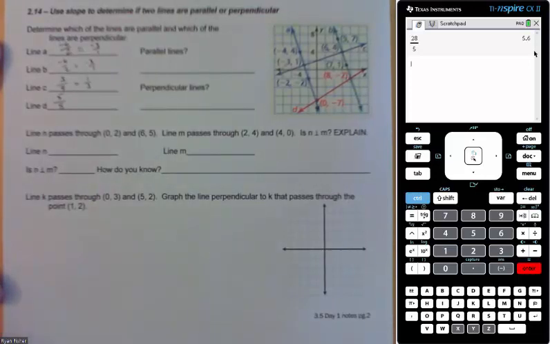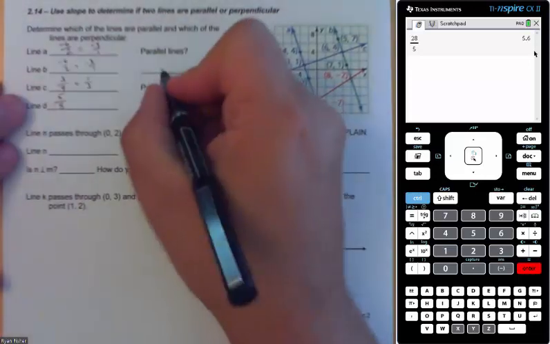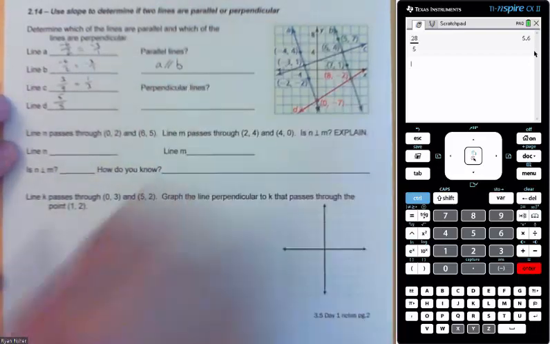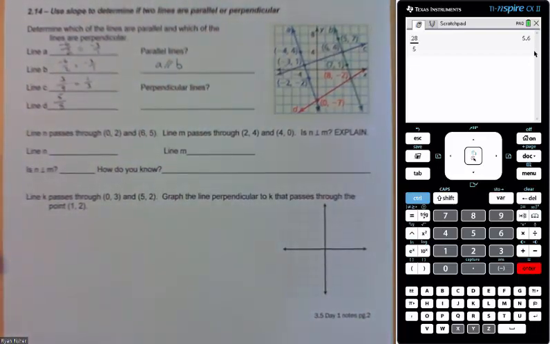So in this picture, what lines are parallel? Parallel lines have the same slope. It looks like A is parallel to B. And again, the symbol for parallel is two lines that look parallel.